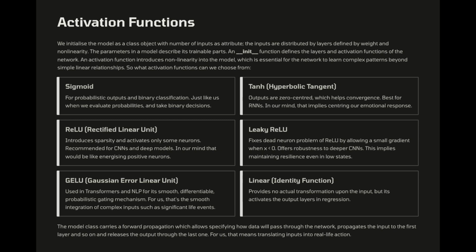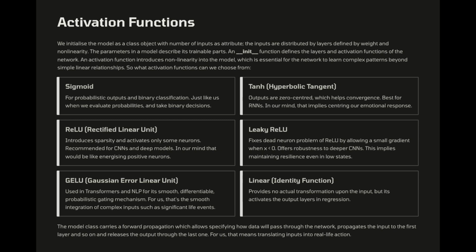Sigmoid for probabilistic outputs and binary classification. Just like us when we evaluate probabilities and take binary decisions. Tanh, hyperbolic tangent, in which outputs are zero-centered, which helps convergence. Best for RNNs. In our mind, that implies centering our emotional response.